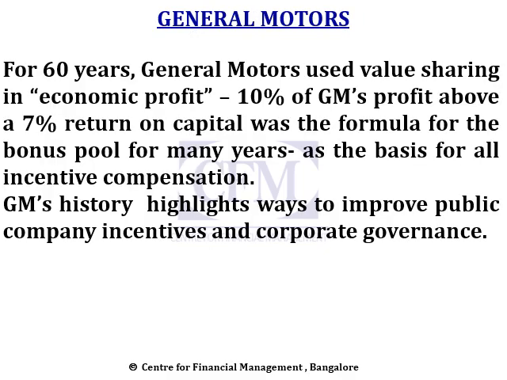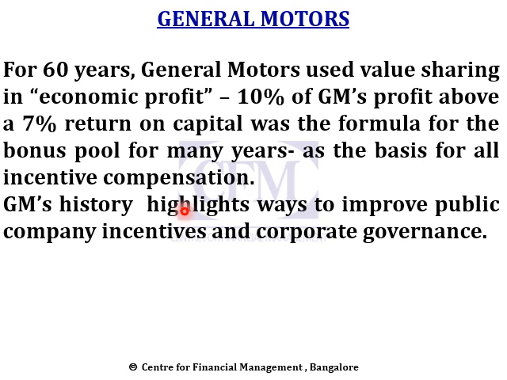Perhaps the earliest adopter of EVA-based bonus system was General Motors. For 60 years, General Motors used value sharing in economic profit. 10% of GM's profit above a 7% return on capital was the formula for the bonus pool for many years, as the basis for all incentive compensation.